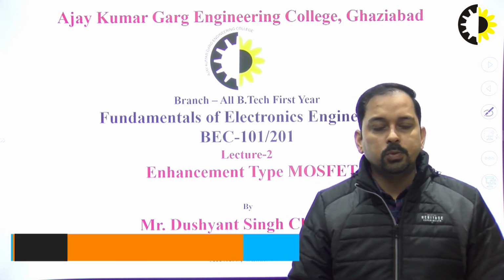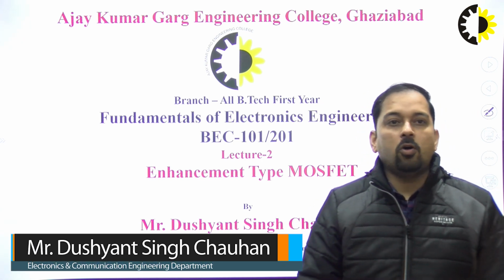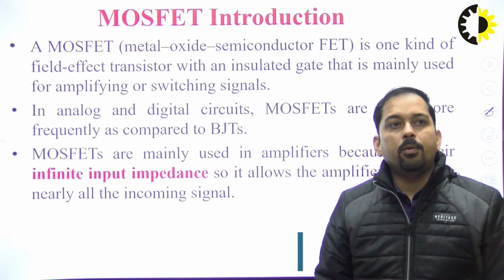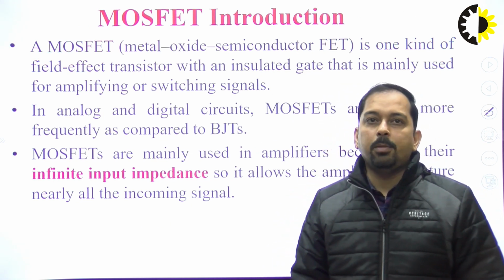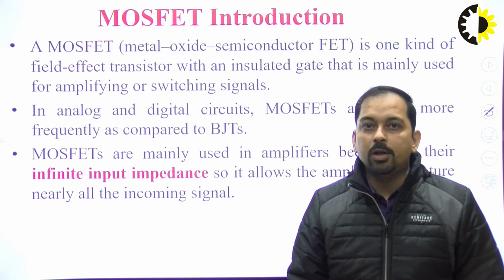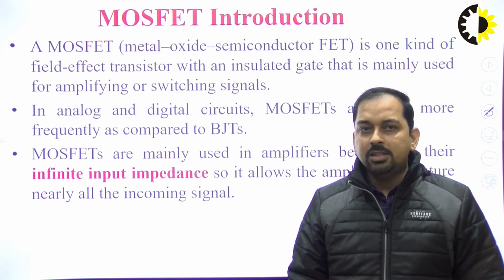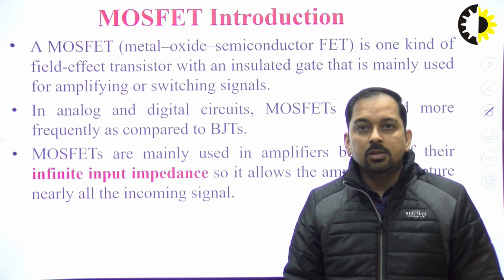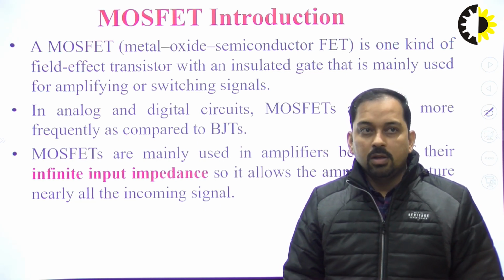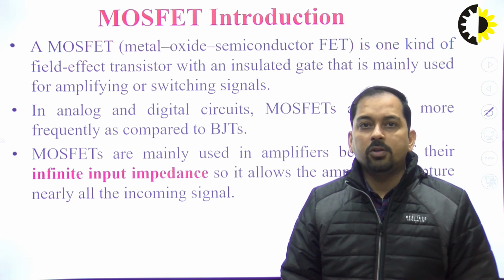This is lecture 2 and in this lecture we will see what are enhancement type MOSFET. In our last lectures we have seen that MOSFETs are metal oxide semiconductor field effect transistors and they are having high input impedance. So that means if they are having high input impedance, they get the advantage over the conventional FETs. So the MOSFET are best suitable for the amplification.